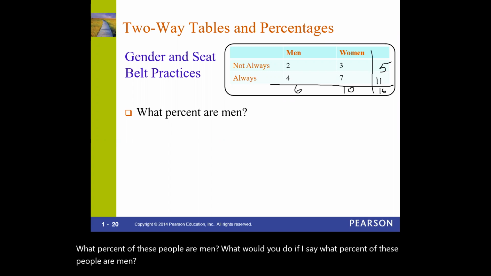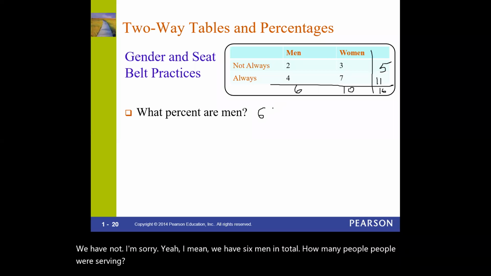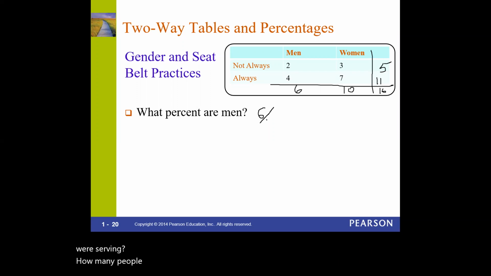So remember, how many men do we have in total? We have 6 men in total. How many people were surveyed? We know that 16 people were surveyed.